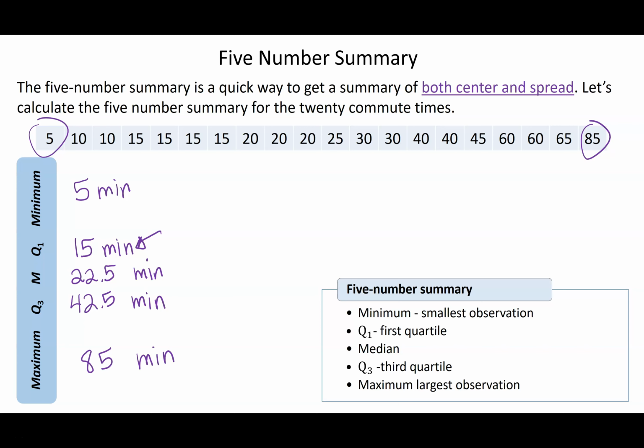I have a min of 5 minutes, first quartile is 15 minutes, median is 22.5 minutes, third quartile is 42.5 minutes, and my max is 85 minutes. And what this does is it gives me a good, short summary of center and spread. It's still very important to look at the data, to put them into a plot. So here, this is quantitative, maybe a histogram, a stem plot, or maybe a box plot, but this alone is not going to be enough. You're going to need to know what the data look like. So absolutely, this five-number summary is something you can do using a calculator as well.